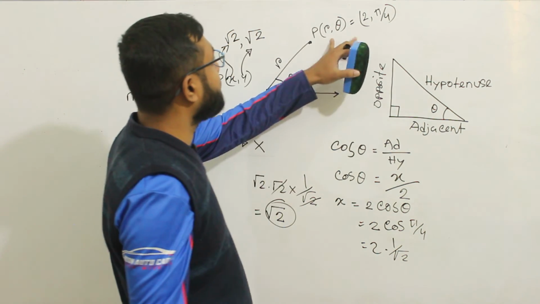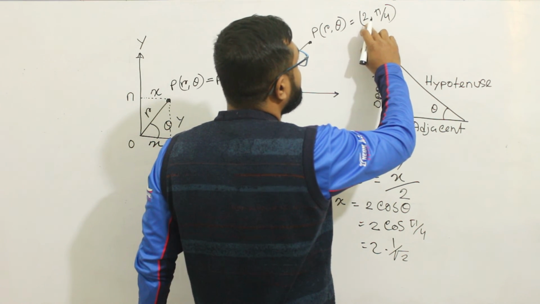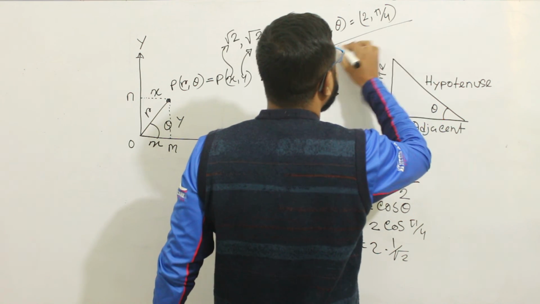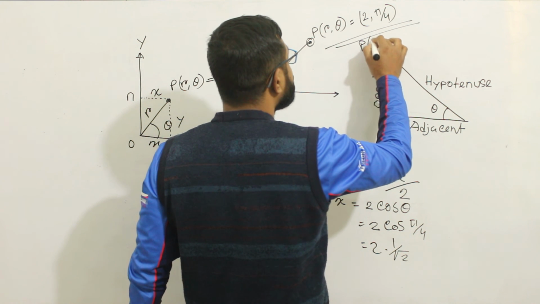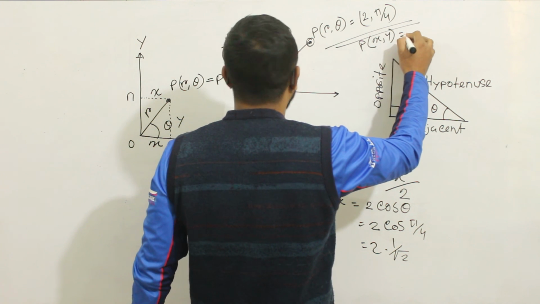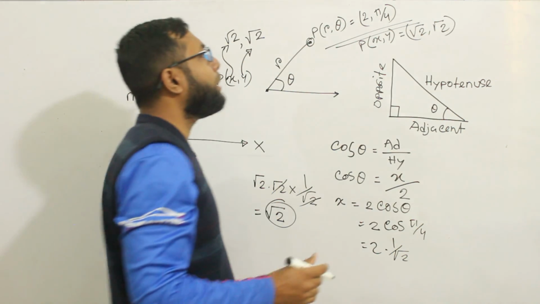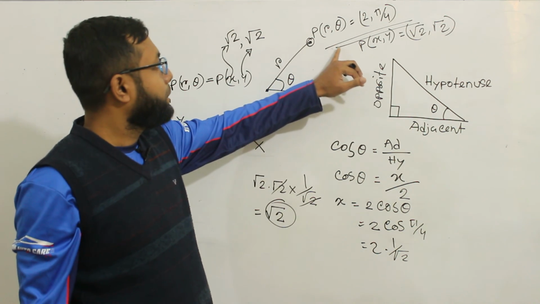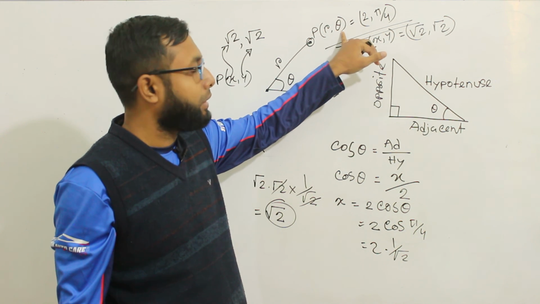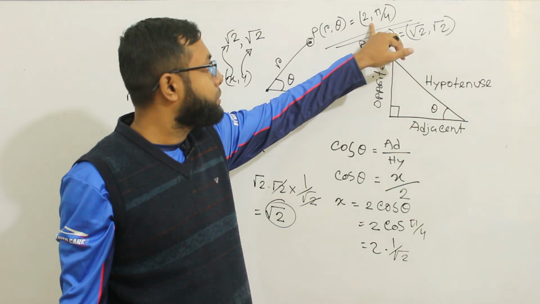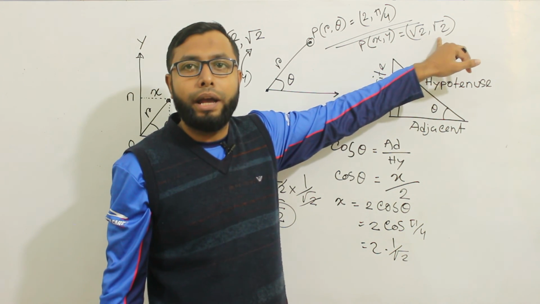So for the polar coordinate r = 2, theta = pi by 4, we can rewrite the same point P as (x, y) equal to (root 2, root 2). That is the Cartesian coordinate that we derived from the polar coordinate. So if the polar coordinate is (2, pi by 4), then the Cartesian coordinate is (root 2, root 2). That's all.